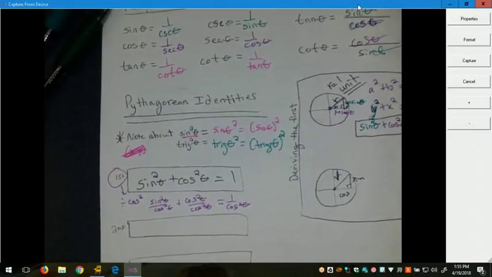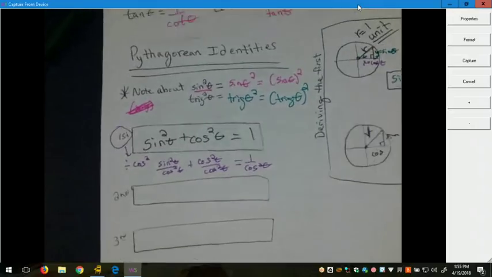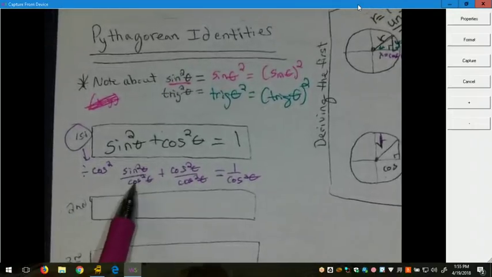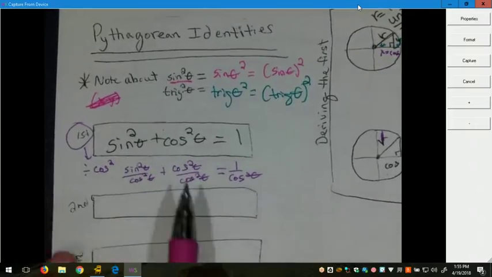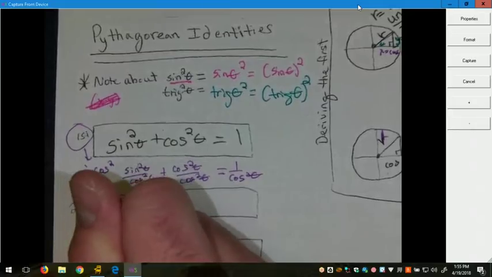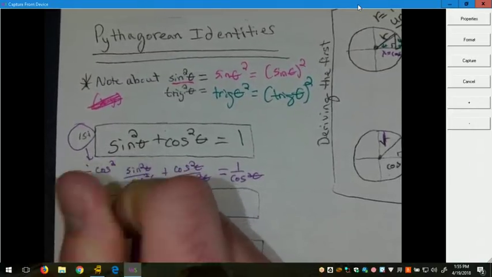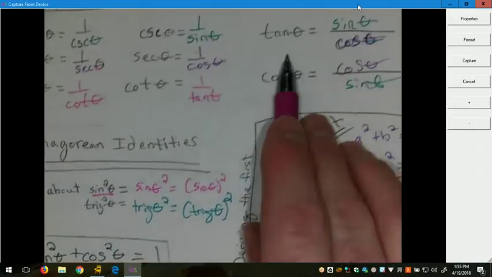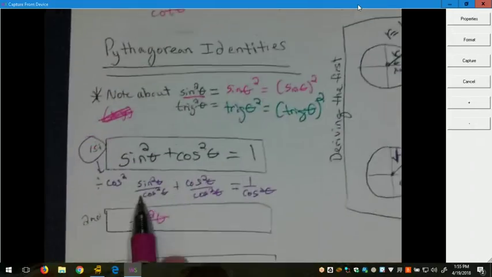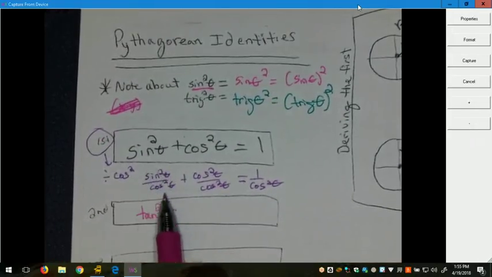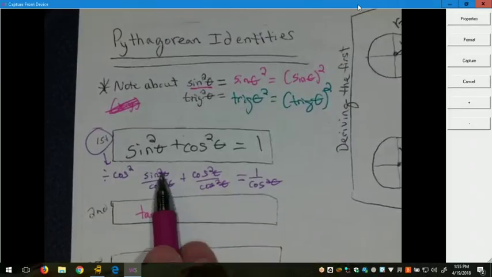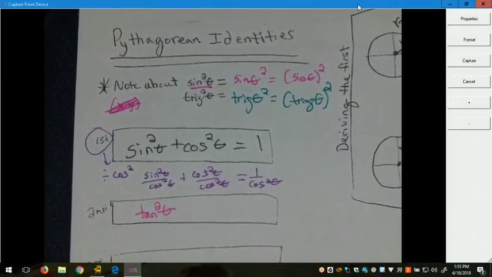Using our reciprocal identities, I've got sine squared over cosine squared. So that's really like sine over cosine, the whole thing squared. That is tangent squared theta. Because remember, tangent is sine over cosine, and that's what I have here, sine over cosine, and they're squared. They both have to be squared for this to work.